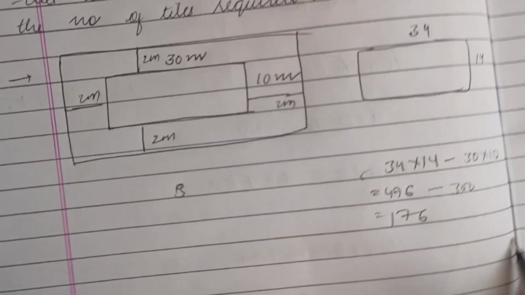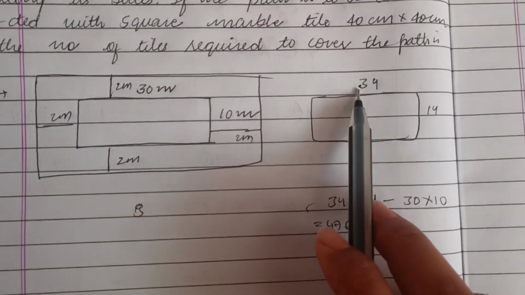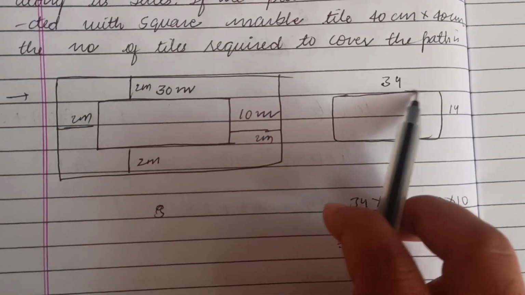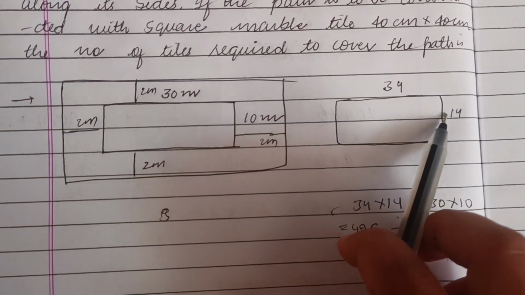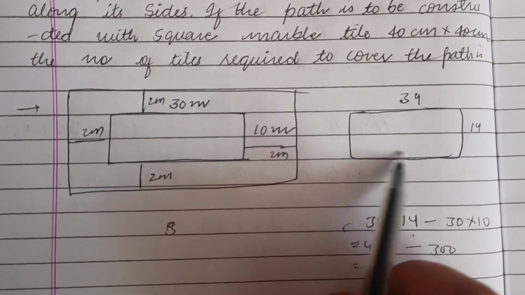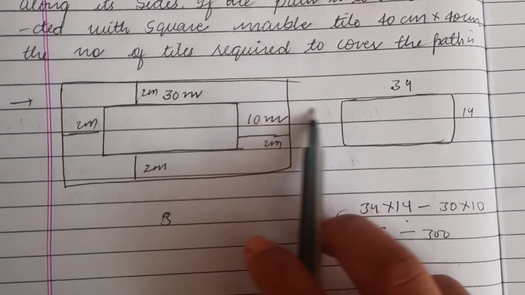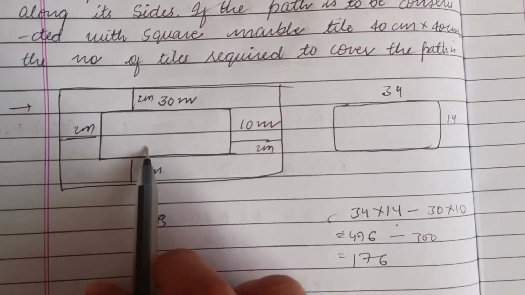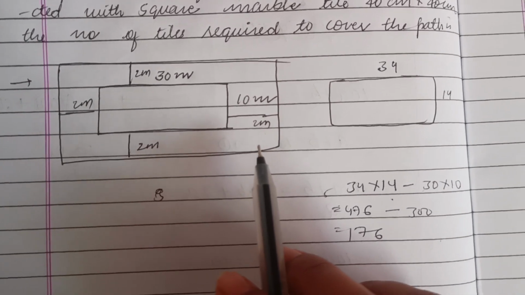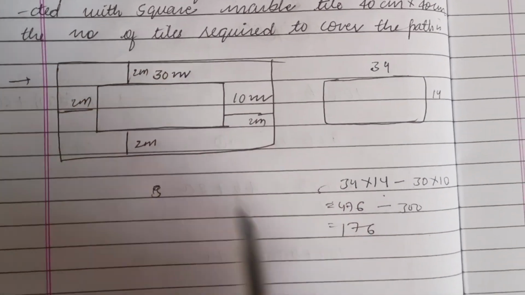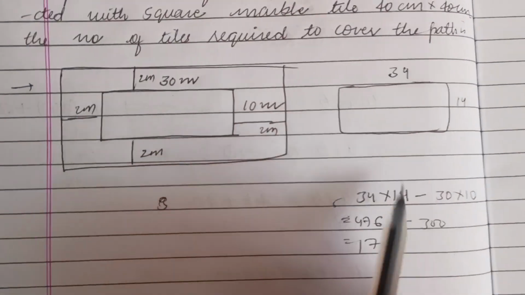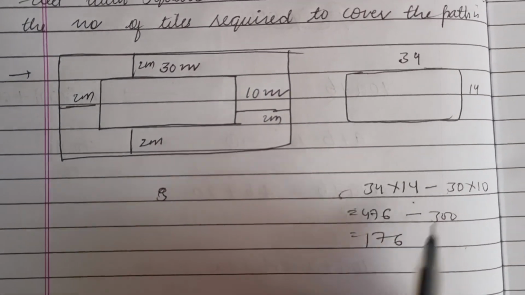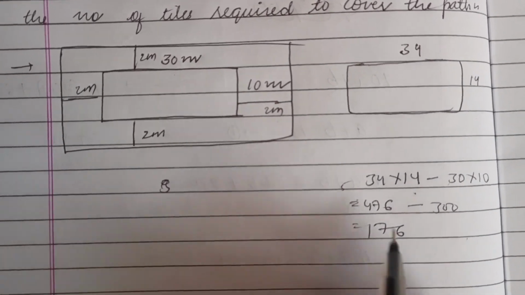For that, first I will calculate the area of the bigger rectangle, 34 into 14. This diagram should be bigger, but I didn't get space here, so I have written it like this. Let's assume this is the bigger rectangle and this is the smaller one, and I subtract it, so I get the outside part only. That means the area of this rectangle minus the area of the inside rectangle: 476 minus 300, which is equal to 176.